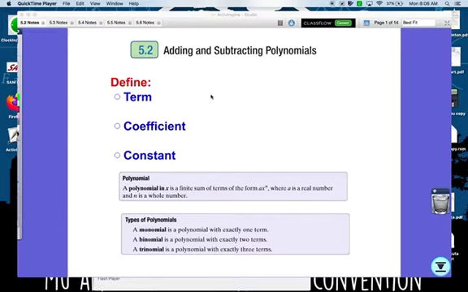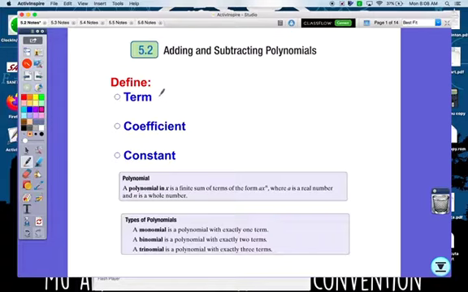All right, 5-2, adding and subtracting polynomials. Okay, so before we get to do any work, let's get some notation, or some words, out of the way. Term. A term is the product, or excuse me, sorry about that.